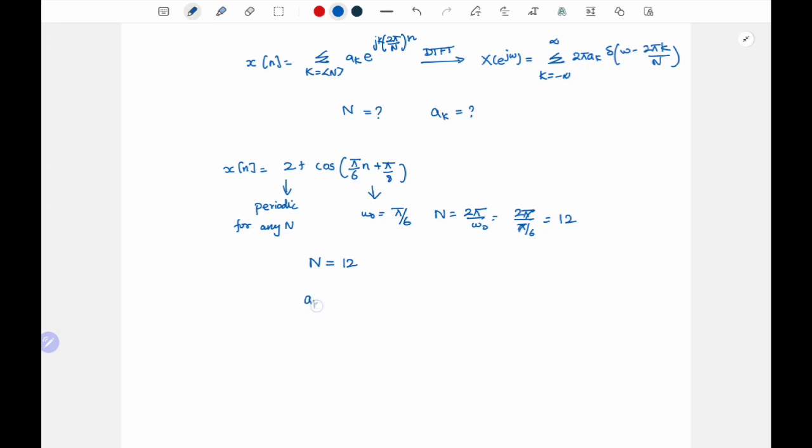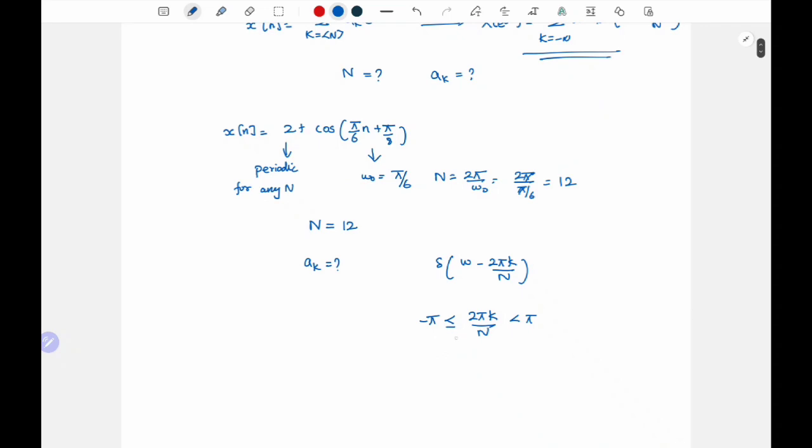So next you need to find the a_k's, right? If you observe this equation, you have delta of omega minus 2 pi k by N. And you want this 2 pi k by N to lie between pi and minus pi, right? Then what values of k do you require? So pi cancels and you will get minus N by 2 less than or equal to k less than N by 2. And your N is nothing but 12 here, correct? So your k will be between minus 6 and 6, so your k will vary from minus 6 to 5, right?